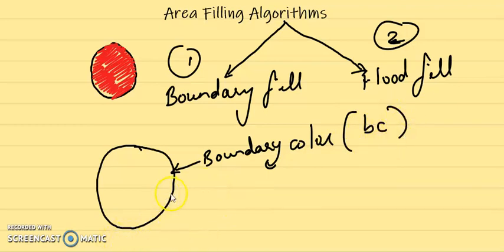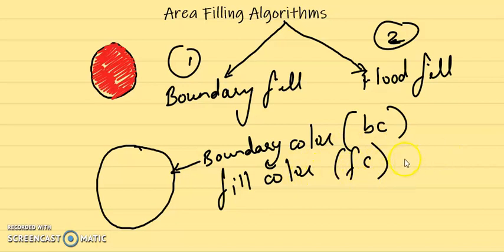Okay, now I want to fill this with the color that is red color. So my fill color, that is FC, that I want to fill this up with, is nothing but red color. So what should come inside is nothing but red. So this becomes my fill color, right? So there is one color, that's boundary color. There is another color, that's fill color, by which you are going to fill the interior of this circle.